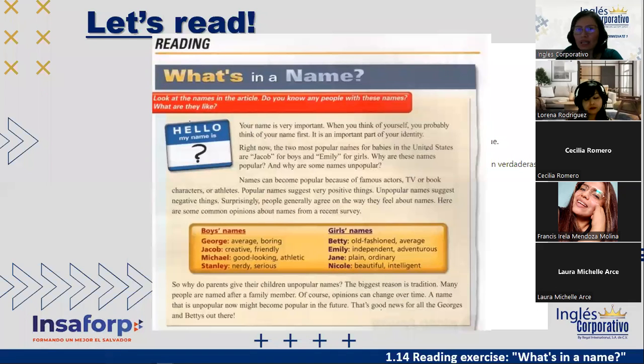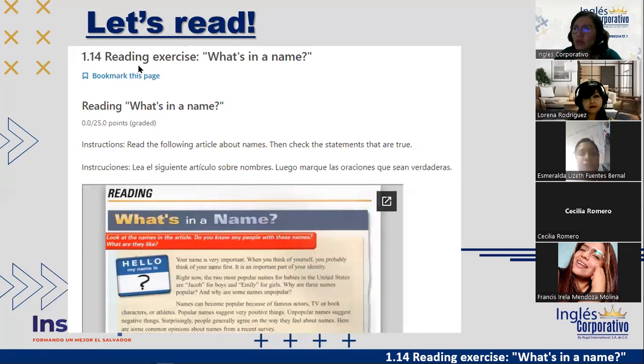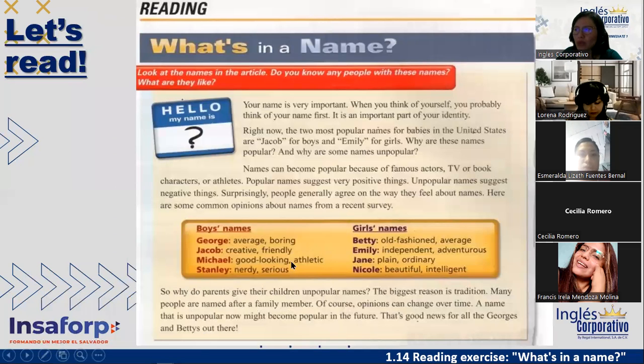Es la que les aparece en el, permítanme, ¿por qué tengo dos cosas ahí? Bear with me. Ok, creo que tiene algo ahí atrás, ahí está, ok. Quiero ver. Aquí está, ahí sí. And then in 1.14, right, you have an exercise, okay? And it says, what's in a name, right? So there you have some information that we're about to read, que estamos a punto de leerla, ¿verdad? Y hay que contestar unas preguntas. A ver, necesito... vamos a dejar este como uno. 1, 2, 3 volunteers to read, please.